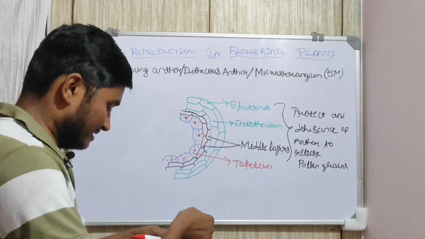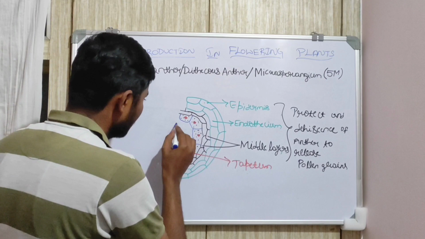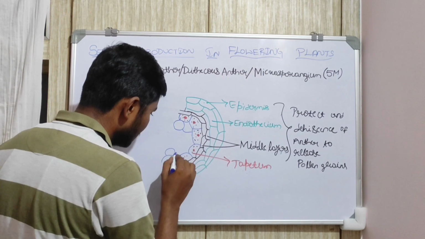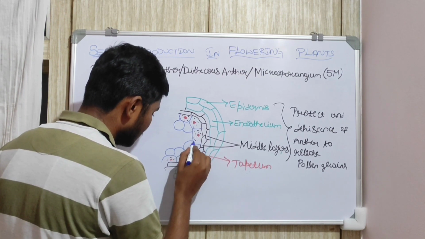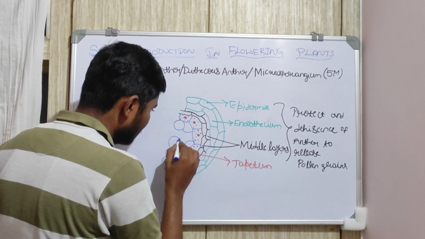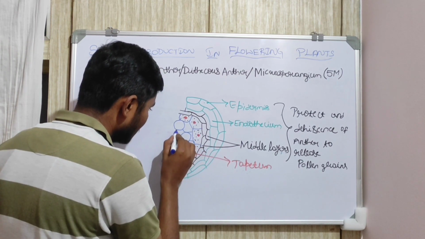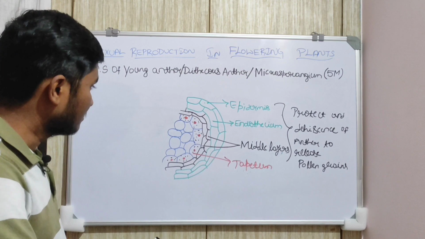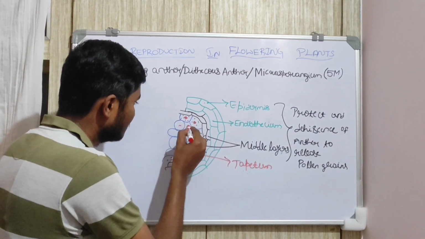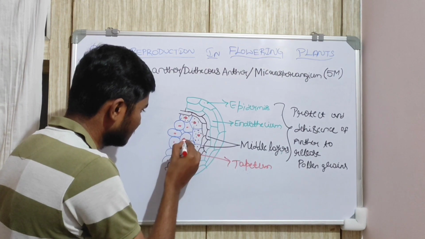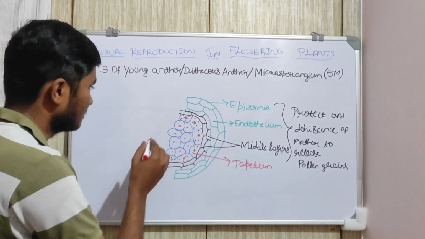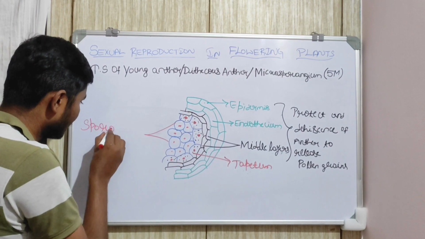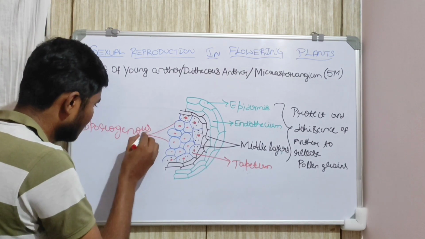The center region of the microsporangium consists of homogeneous cells. Why are these cells called homogeneous? Because they have the same shape and same structure. These homogeneous cells are collectively called sporogenous tissue.